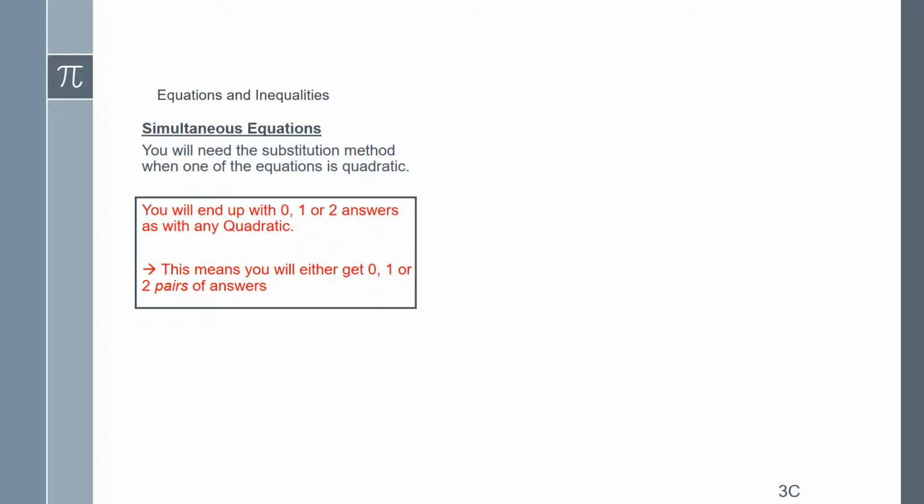You will need to use the substitution method specifically when one of the equations is quadratic. And with quadratic ones, you may end up with either no answers, one answer, or two answers. So either no, one, or two pairs of answers. So let's consider this here. x + 2y = 3, and x² + 3xy = 10.